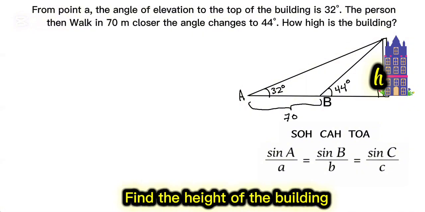Now we're going to call the first point A and the second point B, and the top of the building, we're just going to call it C. And we will call side BC x.